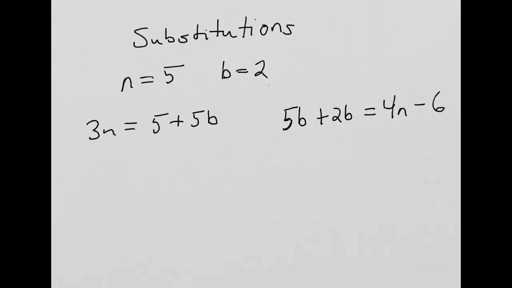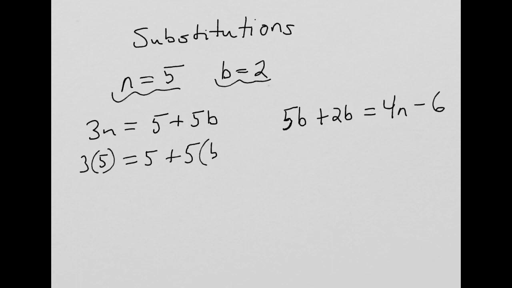Okay, there's also substitutions. So in this case, I'm telling you that n is equal to 5, and b is equal to 2. So the first thing you always have to do is put the substitutions into the equation and then solve. So in this case here, 3n, this n is a 5, so I will substitute the n for a 5, and then rewrite the question. And the b is a 2, and so I need to put a 2 in there, and now that question has been substituted.